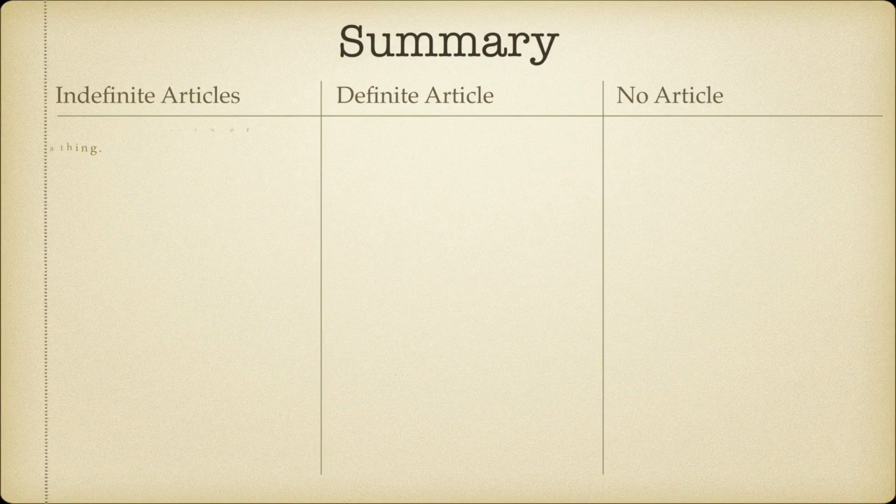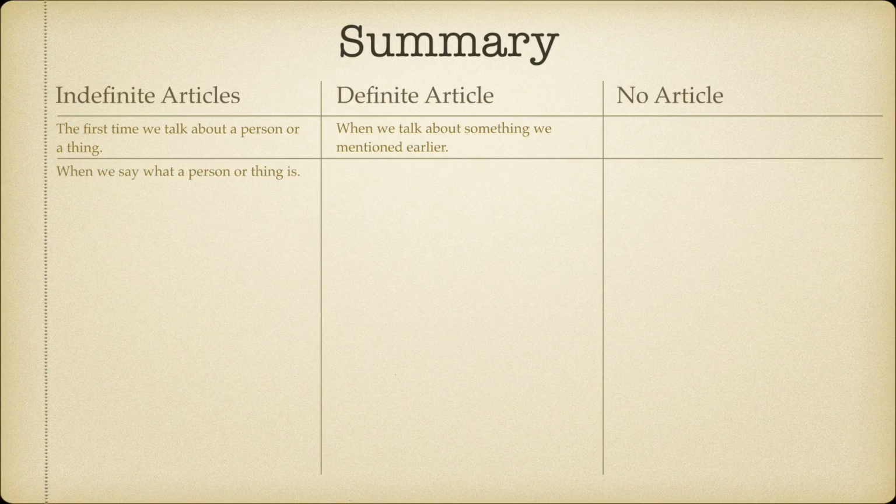So in summary, we use indefinite articles the first time we talk about a person or a thing. We use the definite article when we talk about something we mentioned earlier. We use indefinite articles when we say what a person or a thing is, when we say what a person does. We use the definite article for a job title that only one person can have.